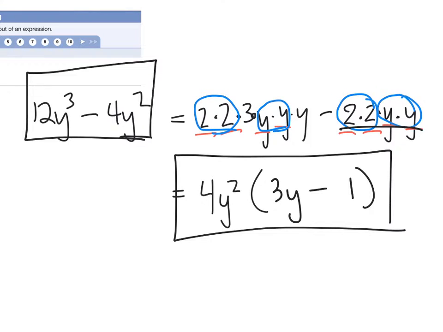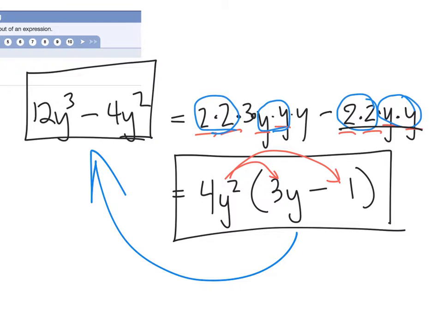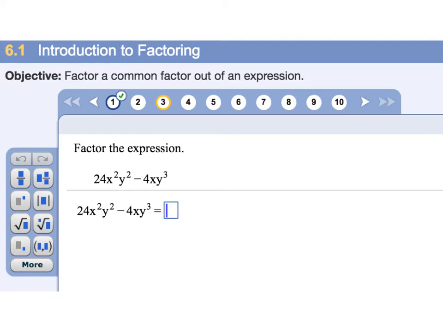Now, how could you check to make sure you're right? Well, you could use the distributive property and multiply 4y squared times 3y, and then 4y squared times 1. And if you did it right, you would end up with where you started from. So this is more of the same.